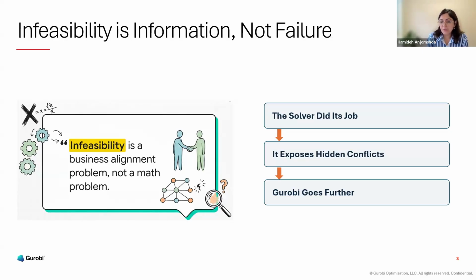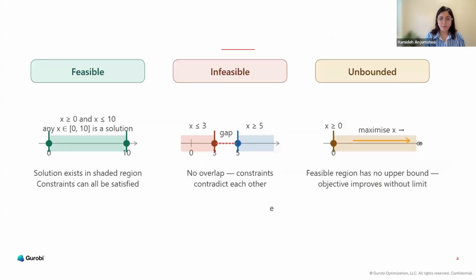And the good thing is it might also expose some of the hidden conflicts behind the business rules that you have. If you use Gurobi, or any other solver, they can sometimes go further and help you navigate: what is this? What's the trade-off? I'm in this situation. What should I do?